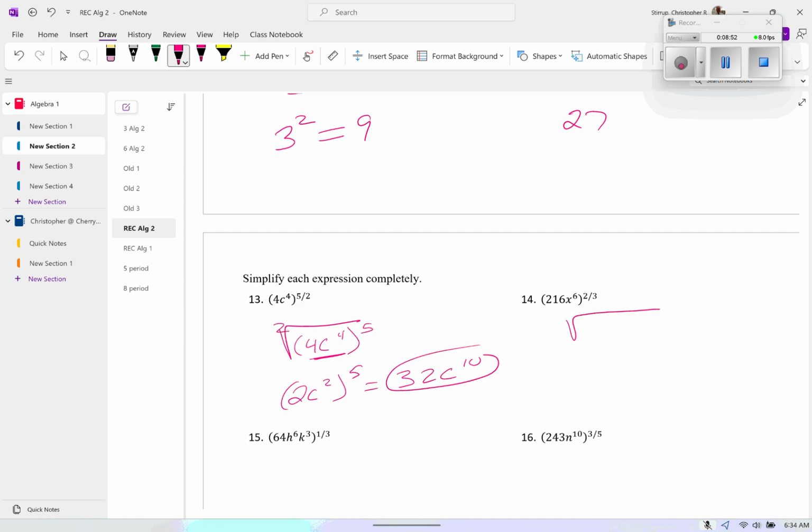This one, we're going to have the third root of 216, x to the 6th, and then this whole quantity is squared. So the third root of 216 is what? Third root of 216 is 6. So this gives me 6, so I have 6 squared, and then I have third root of x to the 6th is x to the 2nd, to the 2nd. So this is going to give me 36x to the 4th.